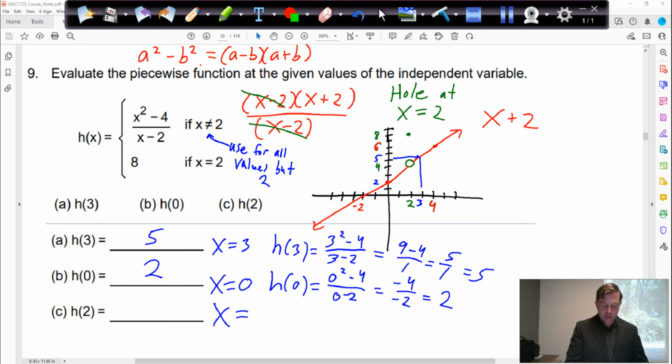Now, h of 2. This is x equal 2. So if x equals 2, I use this one, and I just record the answer is 8. Now, sometimes it is a different equation, so you would have to crunch it out. But in this one, they just give us a number. So when x is 2, your y value is 8, and that's that green dot right there.